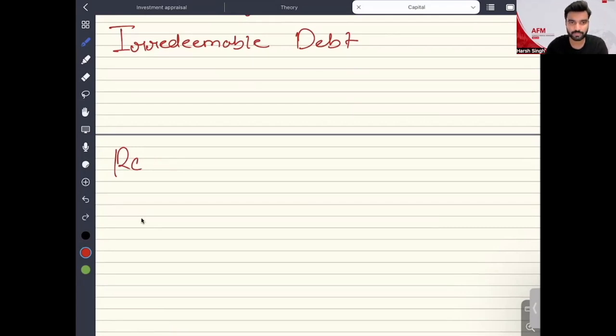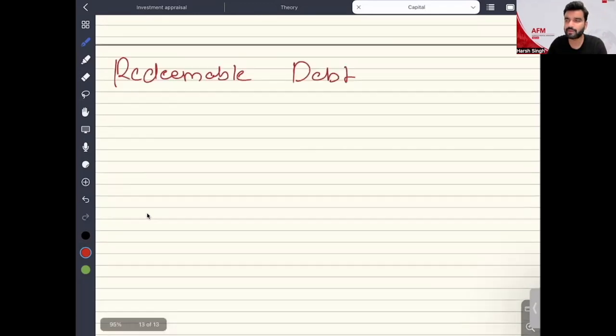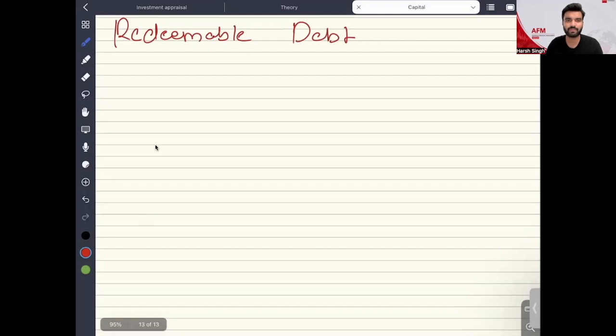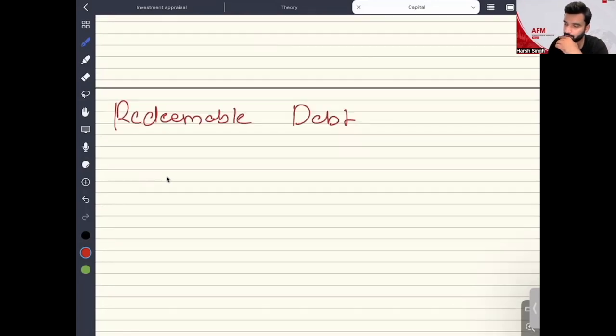Then we have redeemable debt. And then we have convertible. So convertible is very simple. We don't have to worry anything about the convertible part. First of all, these two are the important ones only.